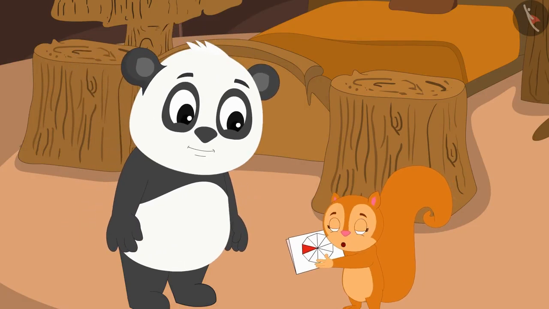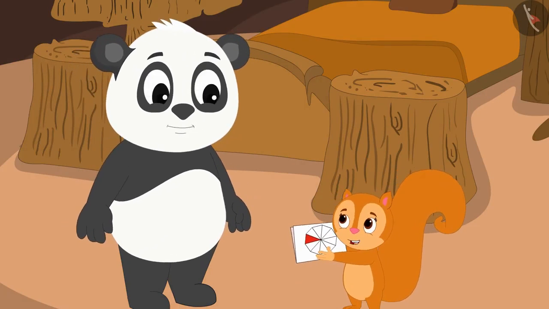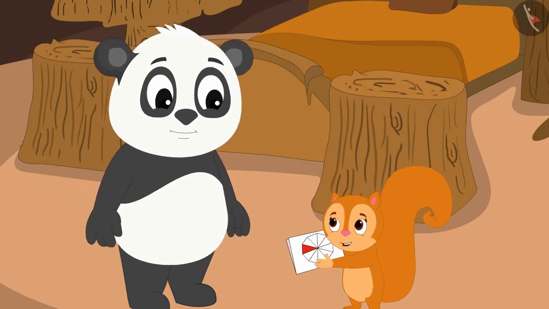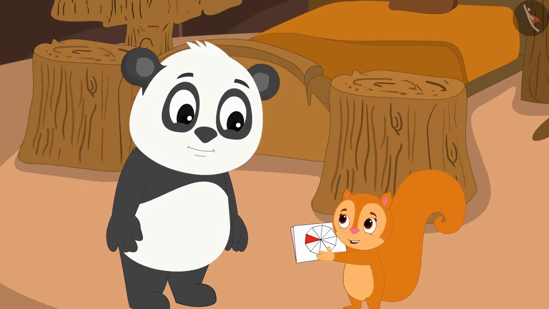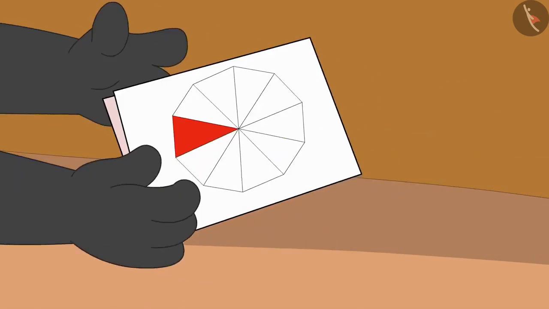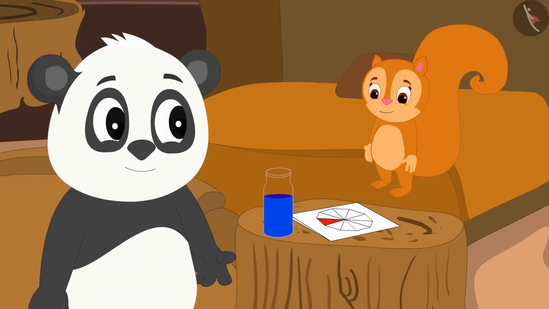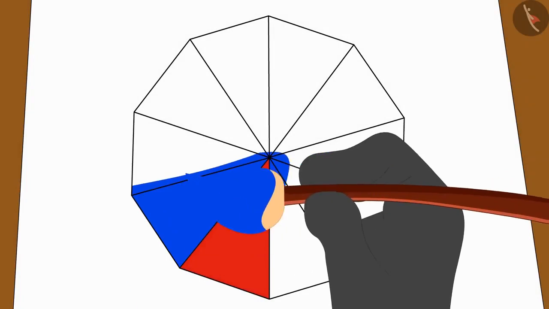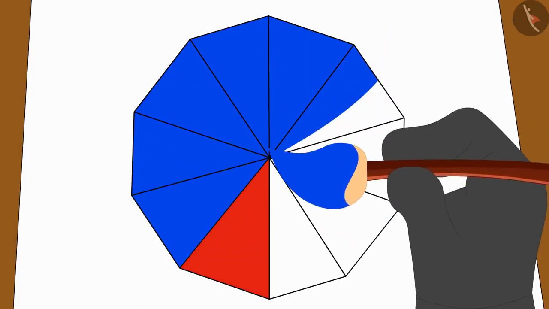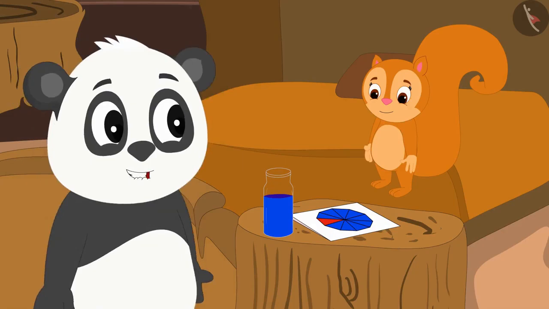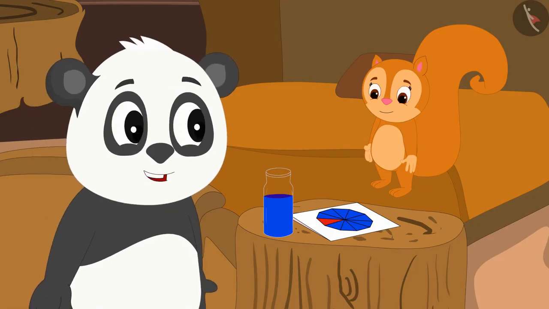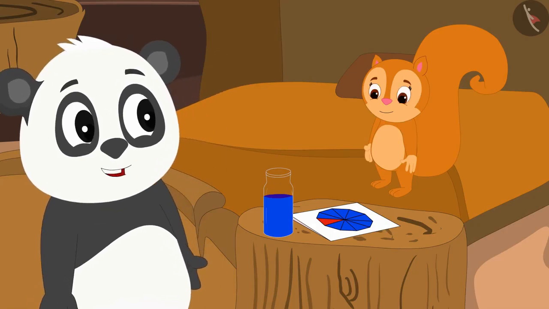Wow, Golu, this is so much fun. Now you quickly paint these remaining parts too, so that we can give it to Babban. Chanda told Golu. Golu immediately brought this blue color bottle and began to color the rest of the flower. Chanda, I have colored the remaining 9 parts.